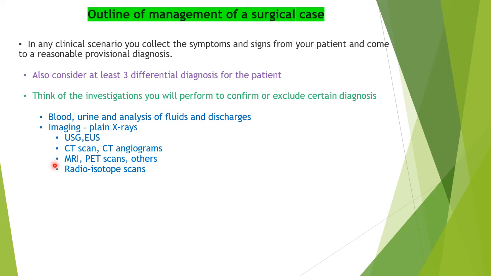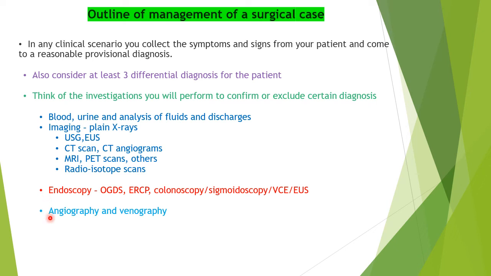You need not do all these in one patient, but usually you start off with a plain X-ray and ultrasound, and then from the results of these investigations, you decide what others you want to proceed with. Then you may go to endoscopy such as OGDS, ERCP, colonoscopy, sigmoidoscopy, video capsule endoscopy, and endoscopic ultrasound, angiography and venography in relevant cases, and finally biopsy, which can be fine needle aspiration cytology, true cut or core cut biopsy, incisional or excisional biopsy. You must do the procedures in the order shown here. All right.